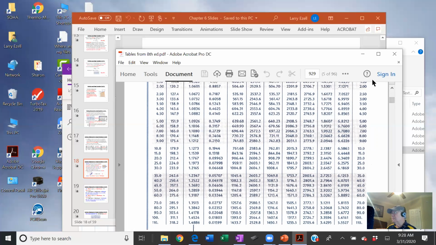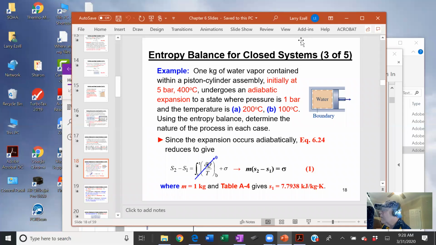Oh, I've got to read that problem again. I'm sorry. It said water vapor. It didn't say saturated vapor. It's just water vapor. It's probably superheated vapor. Of course it is. 5 bar. What is the first one? Yes, S1. We're looking for S1 at 5 bar and 400 degrees.